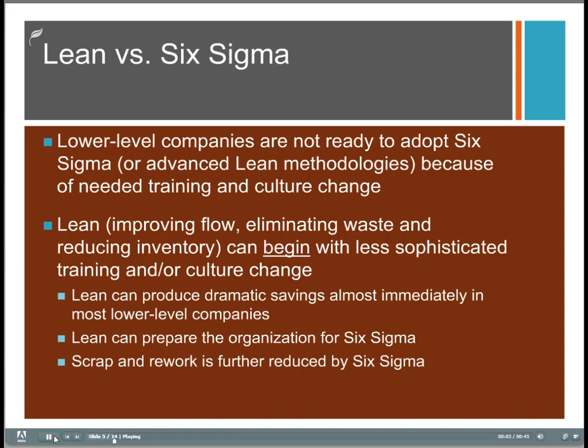Emphasizing again that lower level companies might not be ready to adopt Six Sigma full on. Lean is very effective in getting certain problems eliminated and starting to create the culture that you need for using more advanced tools. So you can get dramatic savings early on with Lean. The danger, I think, though, in this preparation is if you take some of the tools and call them a Lean program, you may be short-sighted and short-changing what needs to come on later on.